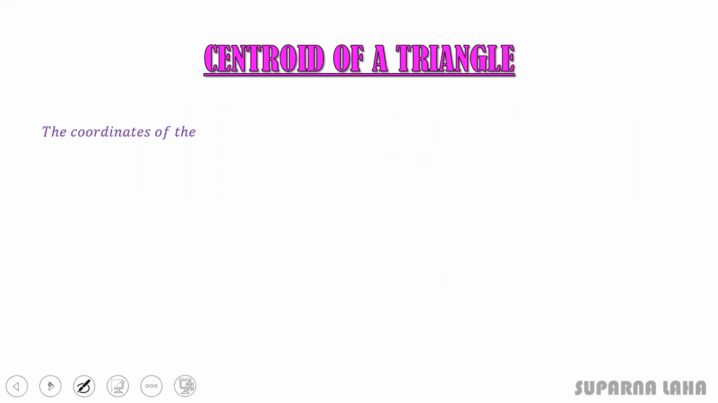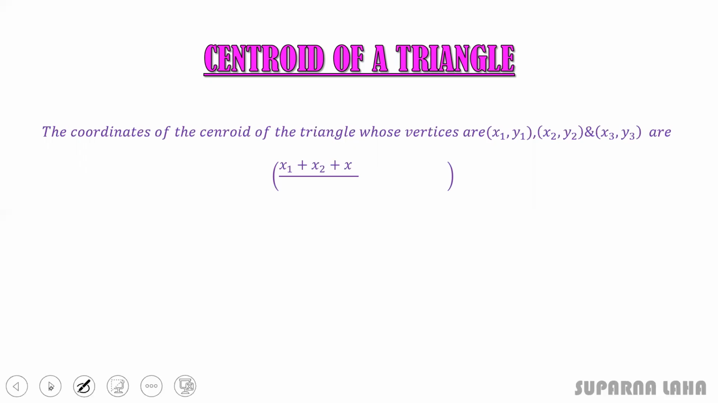So moving to the next one, which is the centroid of a triangle. Any triangle is given, then you need to find the centroid. Then how to find the centroid? Suppose the vertices of the triangle are x1, y1, x2, y2 and x3, y3. Then the coordinate of the centroid is given by (x1 plus x2 plus x3) by 3, (y1 plus y2 plus y3) by 3. And you know how to prove this one. I'm not repeating its proof. I'm just recalling the formulas and their uses.